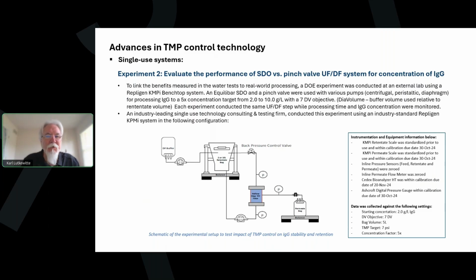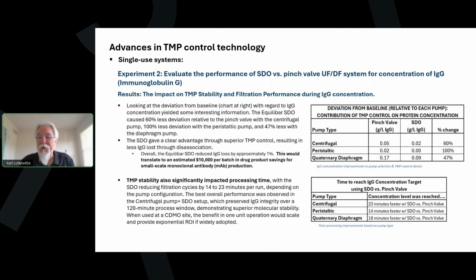Guys, all of you that are attending will get a copy of this webinar so you can look at this at your leisure later. So one of the results of this test was not surprising to us. The SDO outperformed the pinch valve regardless of the pump employed because of its ability to hold stable TMP regardless of feed flow conditions. So what ended up happening is that our spec target concentration occurred with less cycle time, regardless of the pump. It outperformed the pinch valves by a range of 14 to 23 minutes, depending upon the pump type. So we get through batch to batch concentration a lot earlier than you would with a pinch valve.